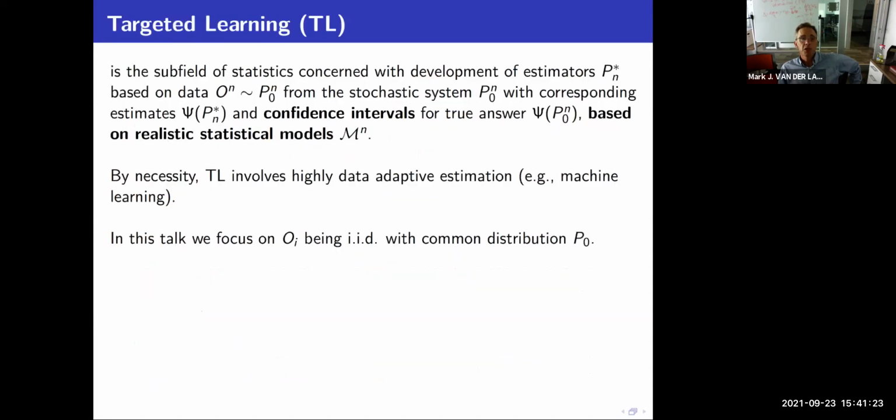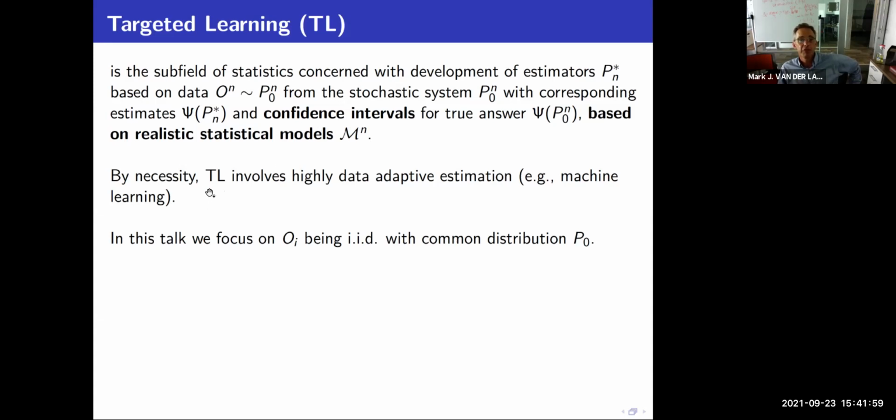Okay. So what is targeted learning then? I call it here a subfield. I say targeted learning is a subfield of statistics concerned with the development of estimators of the data density based on your data and corresponding plugin estimates for your target features, such that you can actually come up with confidence intervals which do have the right coverage as claimed, but all based on realistic statistical models, which are collections of data distributions, script M called here, which are of course going to be highly non-parametric.